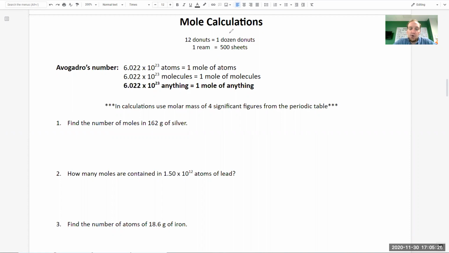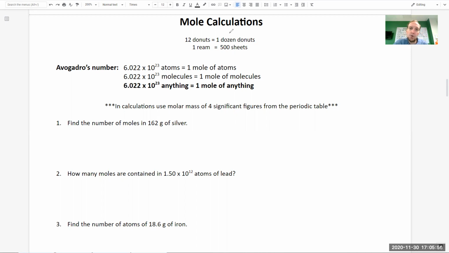So for example, you all know that if you have a dozen donuts, that would be equal to 12 donuts. If the baker was nice enough to give you what's called a baker's dozen, then that is actually 13 donuts. You all know that the word couple means two. One ream of paper, which is usually about this size, that's usually 500 sheets of paper. So those words, dozen, baker's dozen, a couple, sheets, all have a numerical value associated with them.